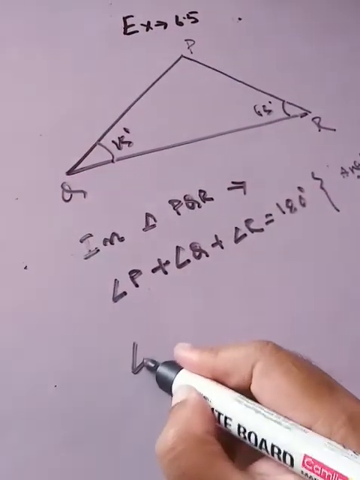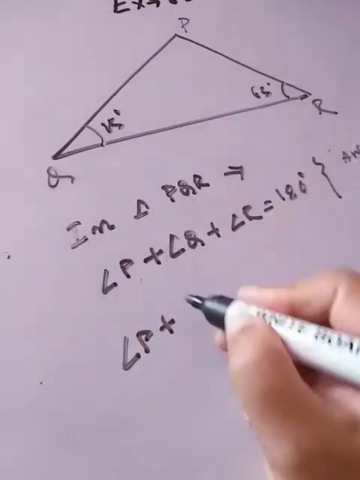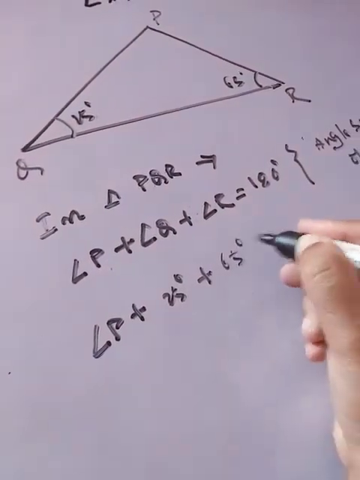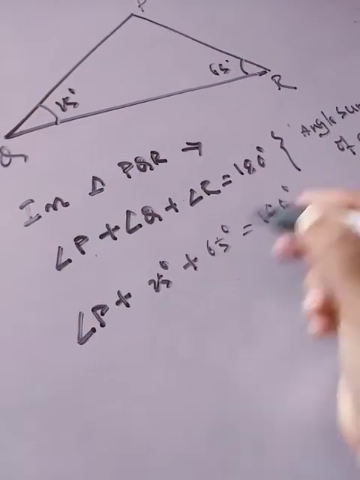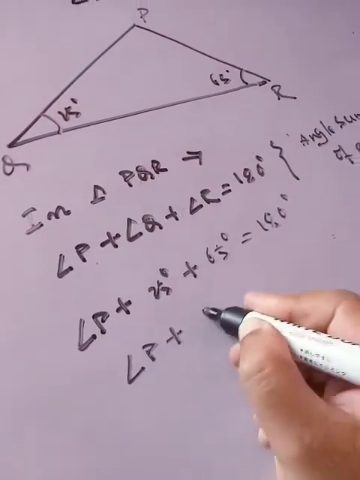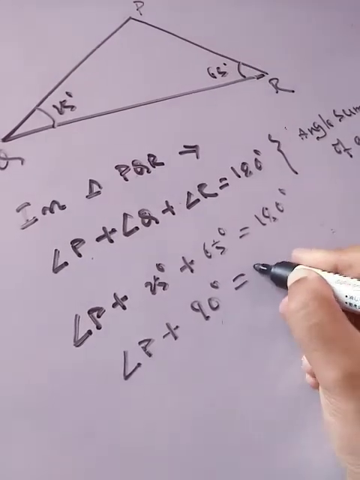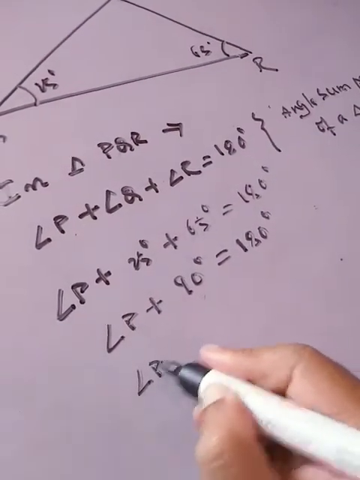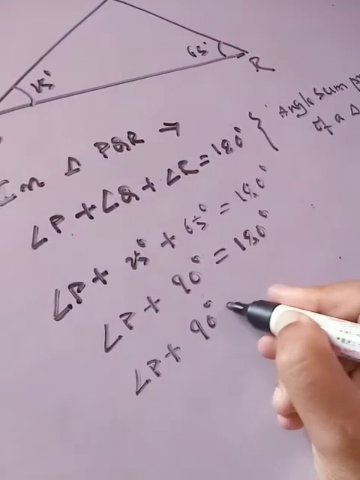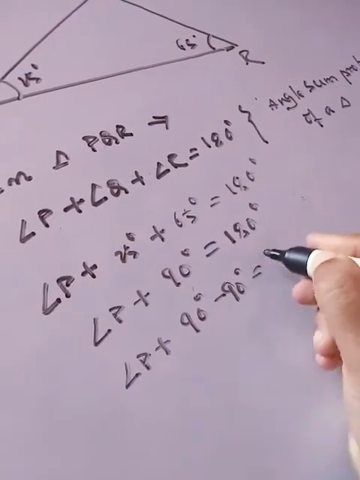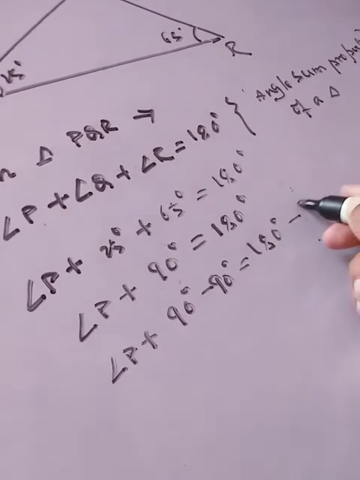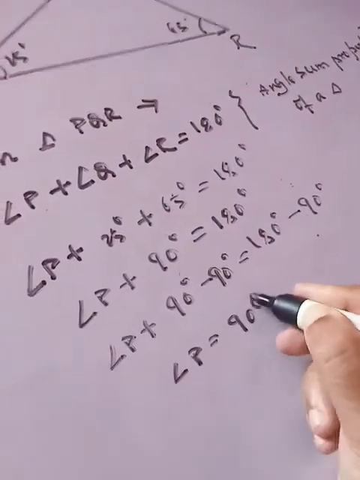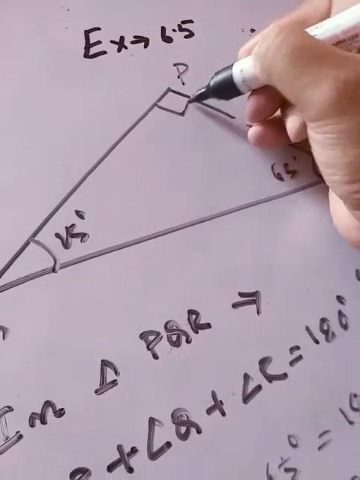Now angle P we do not know. Angle Q is given 25 degree. Angle R is given 65 degree. So angle P plus 90 degree equals 180 degree. Now we have to remove this 90 degree, so we will subtract 90 degree, and the same thing we do on the right hand side also. So angle P is equal to 90 degree. Now this is 90 degree, students.